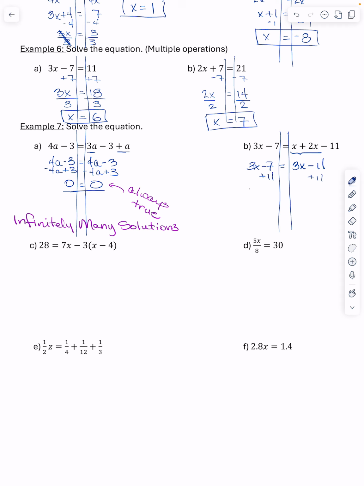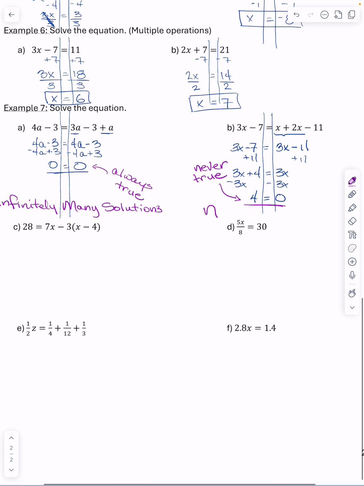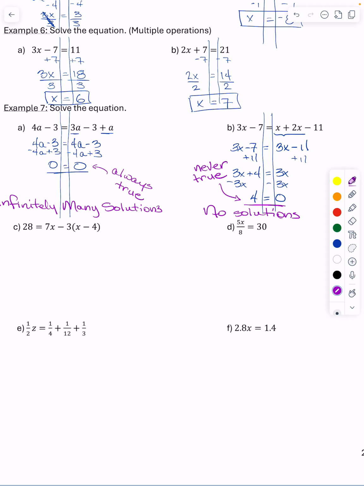But I am going to go ahead and add 11 to both sides. And then go ahead and subtract 3x from both sides. And now I get 4 equals 0. This is never true. There is nothing I can plug in for x that is going to make 4 equal 0. So this one has no solutions. There is nothing I can plug in that is going to make 4 equal 0.